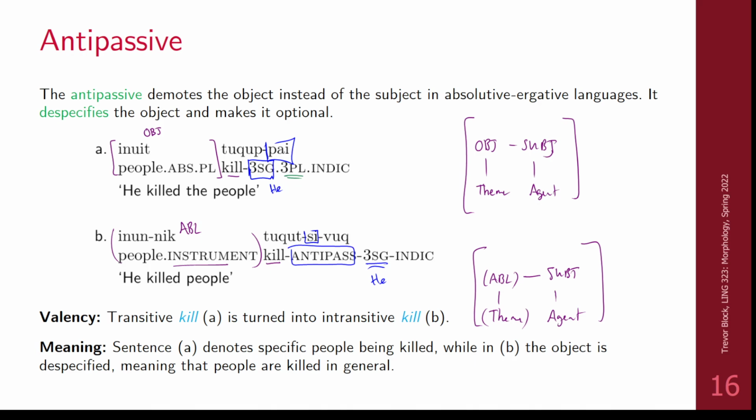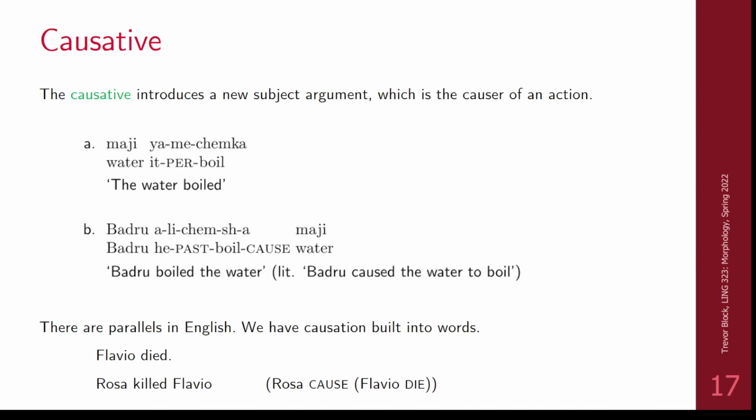So remember, ablative case is like our oblique case. It is the optional case. Okay, the causative is now an argument introducer. A causative causes a new argument, which is the causer of the action. So in English, we do this by using different verbs, but other languages will do it by inserting morphemes and NPs.